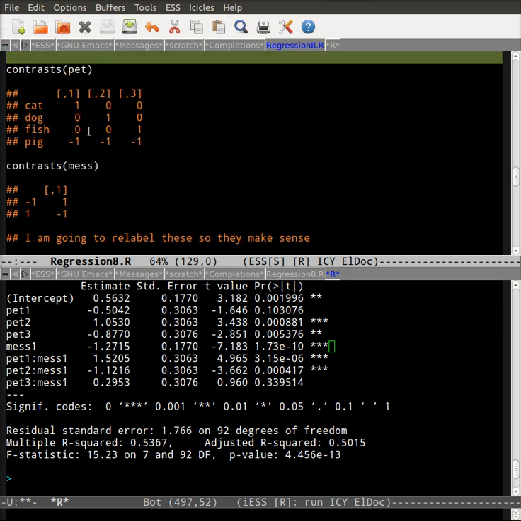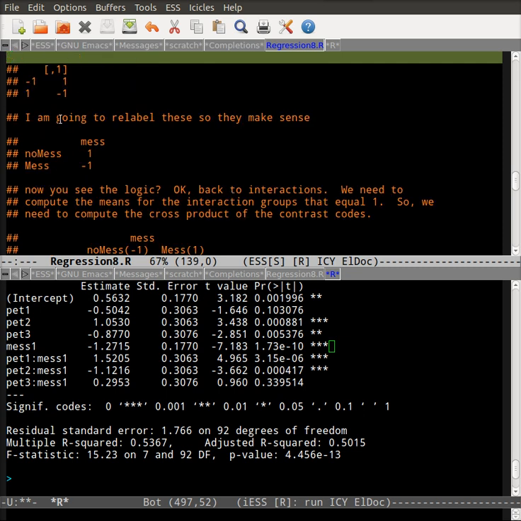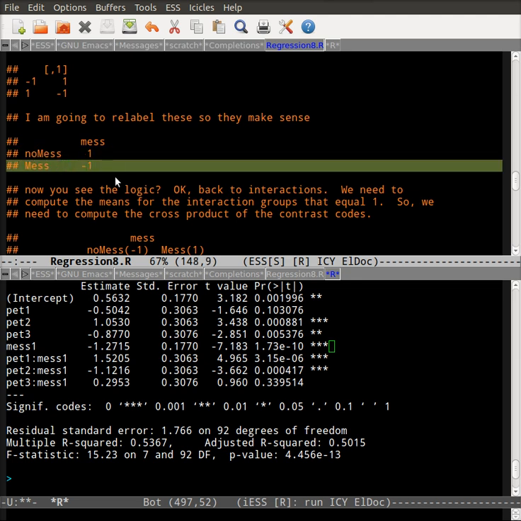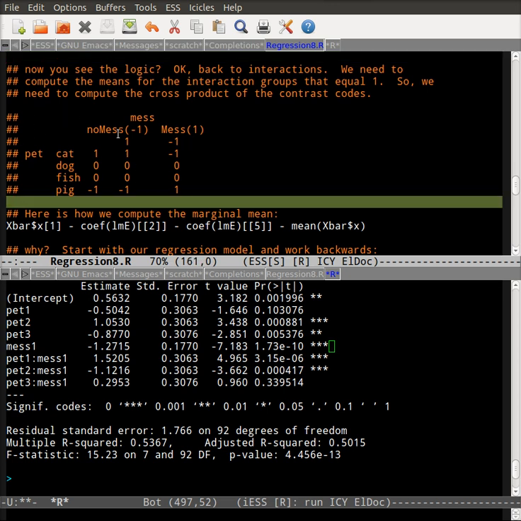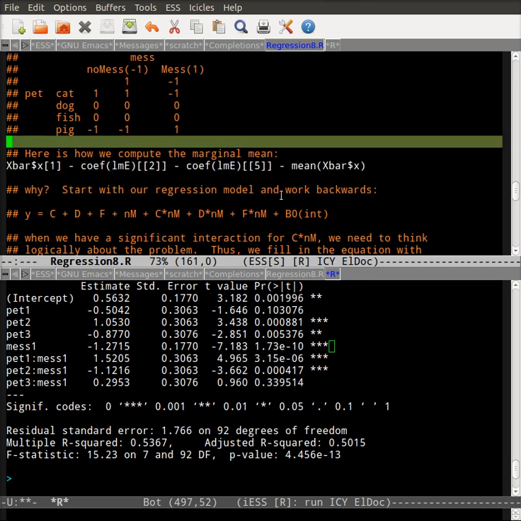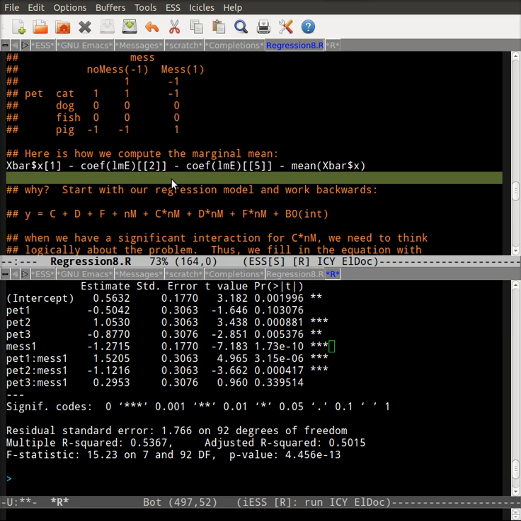So let's consider our effects. These are our contrasts for pet, and this is our contrast for mess, excuse me. So I'm going to relabel these so that they make sense. And I have no mess and mess, just as I had said before. All right, now, this is the logic I talked about in class, where you have no mess and you have mess. And I'd like everybody to take a look at this so that you can see how these codes are actually computed.